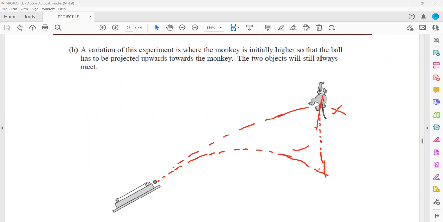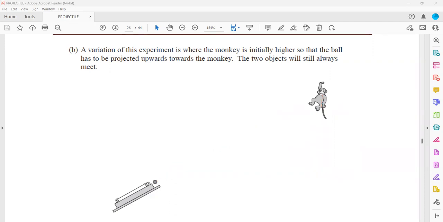This is acceptable. It's not like when the monkey is on the ground and the ball will hit the monkey. You can draw this path as well. This is acceptable, that both are in the air and they meet each other. Any path is acceptable, but not the path in which the ball is directed towards the monkey and it hits the monkey. That path is not acceptable. Is this part clear?